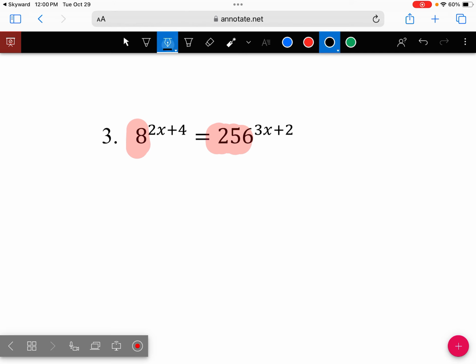So it's kind of like trial and error here. That's the hardest part of these equations, is figuring out the common base. Thumbs up when you figure out the base. Okay, we about halfway there.